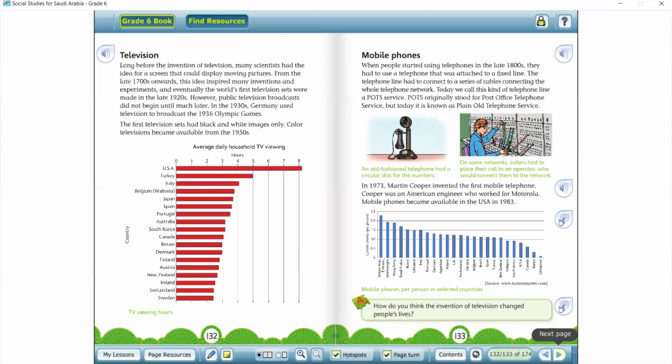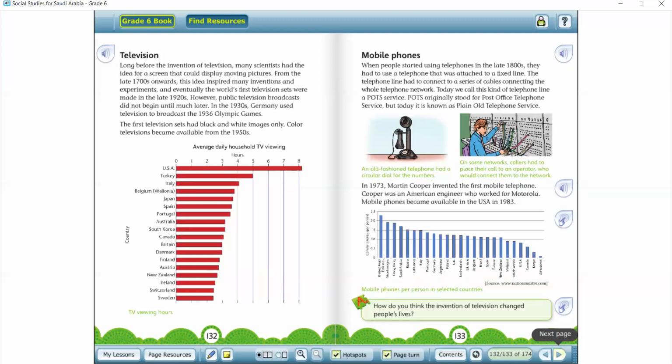As you know, television these days is a common thing. Long time ago, there was nothing like television until it was invented. As it is written there, long before the invention of television, many scientists had the idea for a screen that could display moving pictures from the late 1700s onwards. This idea inspired many inventions and experiments. And eventually the world's first television sets were made in the late 1920s. So they'd been thinking of images and pictures since the 1700s, until the late 1920s, when they discovered television sets.